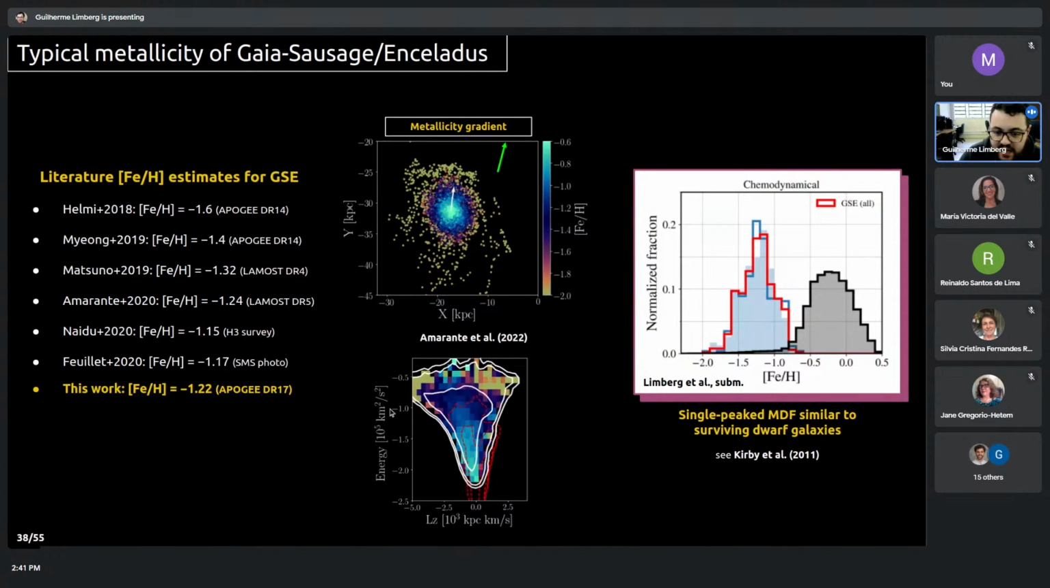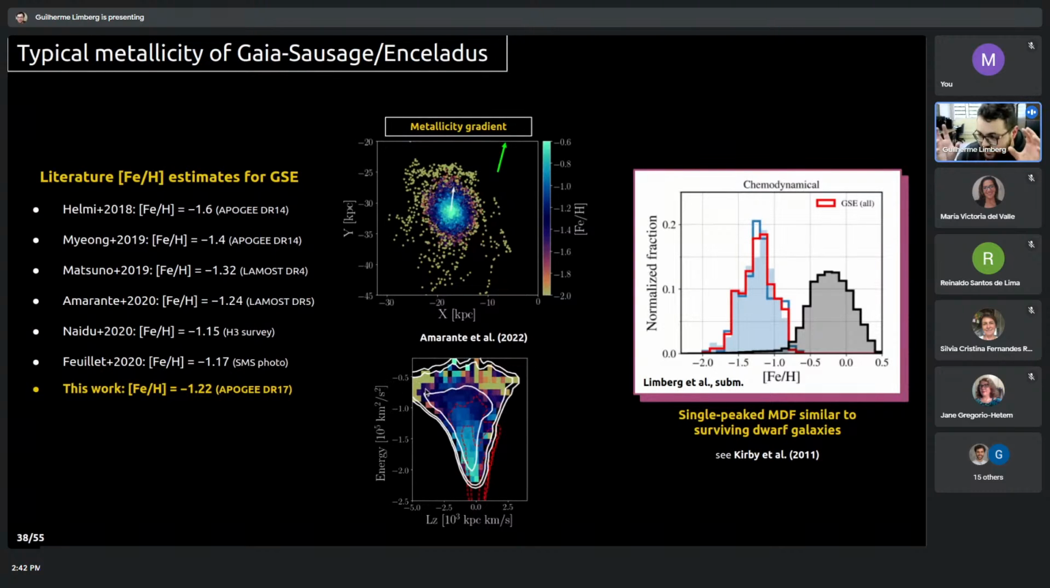And you can see the energy versus angular momentum space again. What we notice is that the nuclear regions, the central regions in this simulation, actually end up on low angular momentum orbits. These are the bright blue region here in this bottom panel, while the outer regions of this galaxy, the low metallicity portions of this galaxy, actually end up on high orbital energy and high angular momentum orbits after they are accreted by the Milky Way.